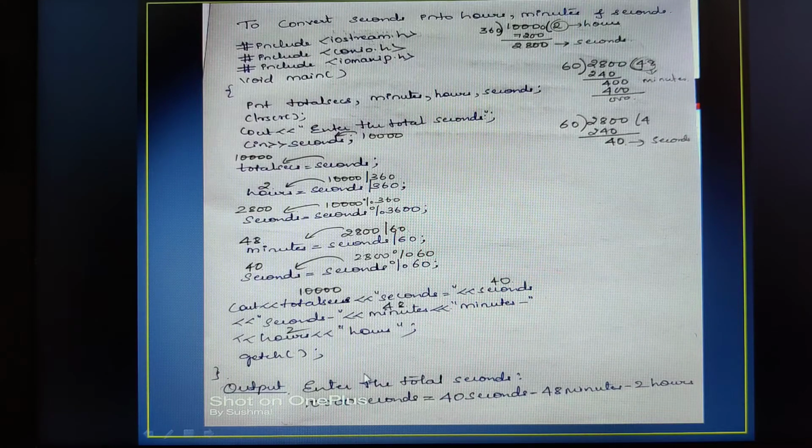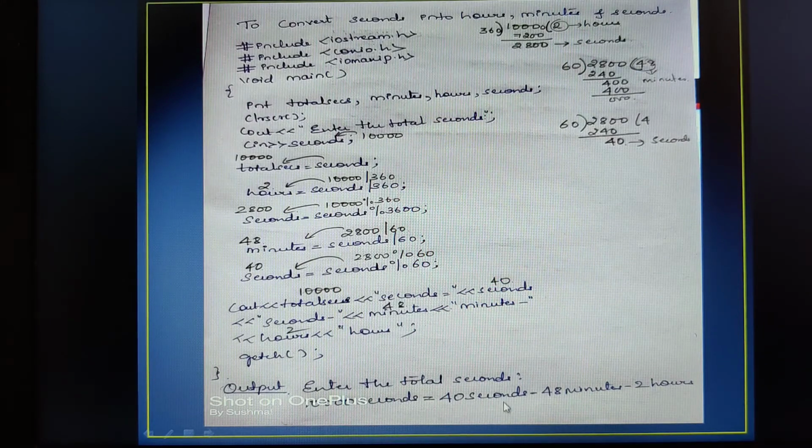Cout followed by this 10,000. Now I cannot take seconds, because the seconds value is already changed. What is the new value of seconds? 40 it will become. Is 40 seconds equal to 40 seconds and 46 minutes? No, wrong. That is why I have taken one more variable to hold the original seconds, that is 10,000. To have the 10,000, I am using the variable known as total seconds. So Cout followed by total seconds.